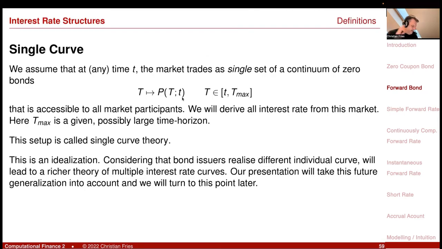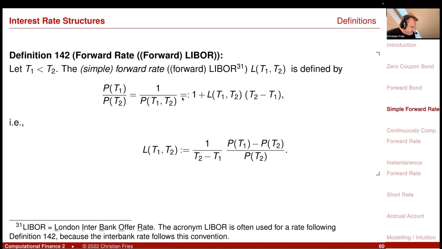So, again, the remark: I'm still in a single curve environment. Single curve means I have a single set of continuum of zero coupon bonds, accessible to all market participants, say up to a given time horizon. This is an idealization, and we will look at a generalization later. So now I can define the forward rate, actually the quantity L I already had in my introduction.